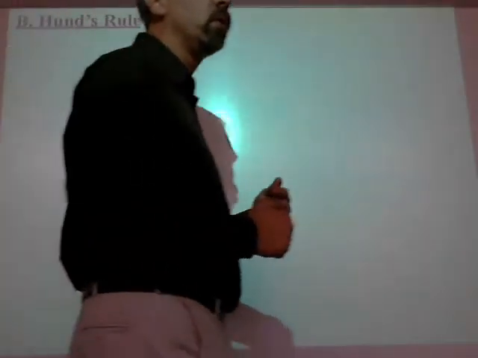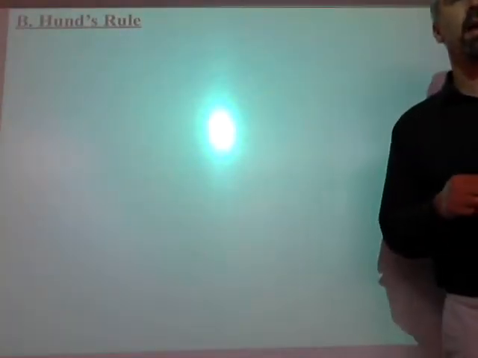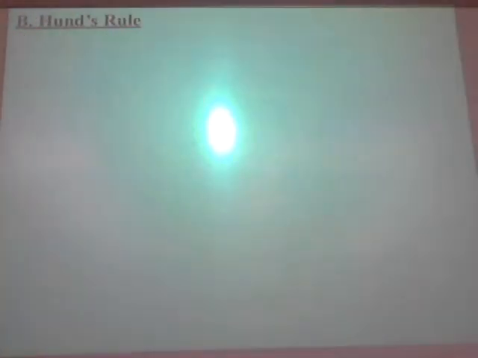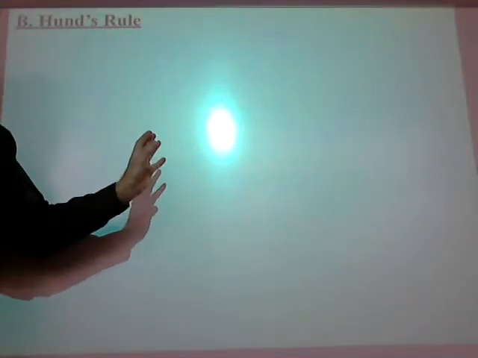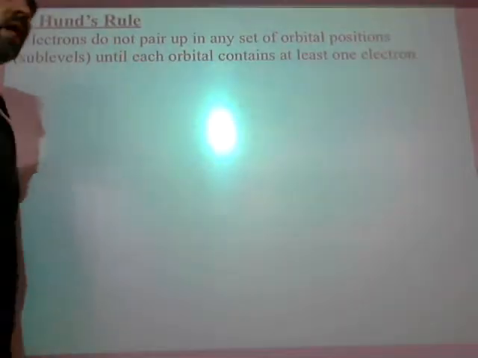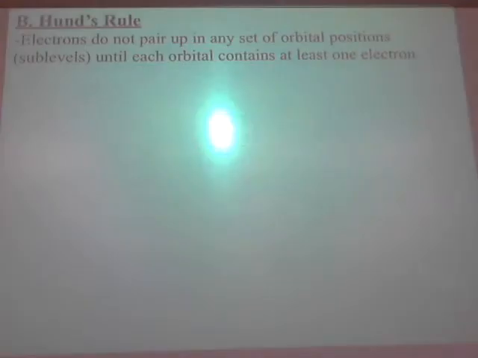Next one's called Hund's rule. I've already been using Hund's rule, and so have you. I told it to you. I just didn't have you write it down at the time. We were kind of short on time, and I wanted to give you all the rules at the same time. Hund's rule simply says this. Electrons, and you've already been doing this, I think. Electrons go into orbital blanks, orbital positions, sublevels, one at a time before they go back and pair up. Okay, electrons do not pair up in any set of orbital positions until each position contains at least one electron.